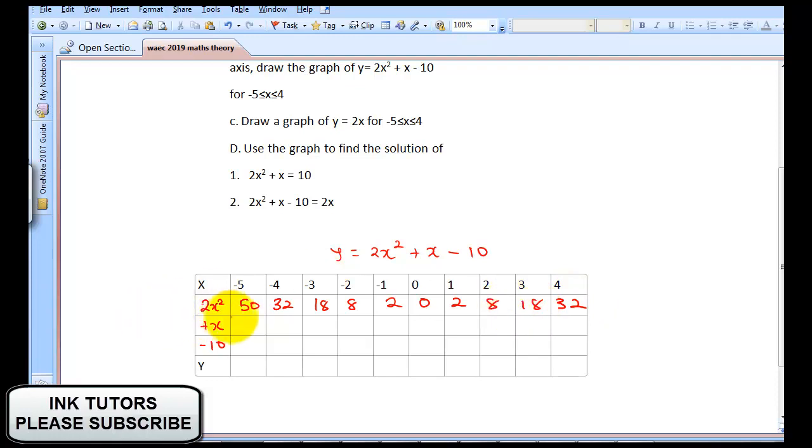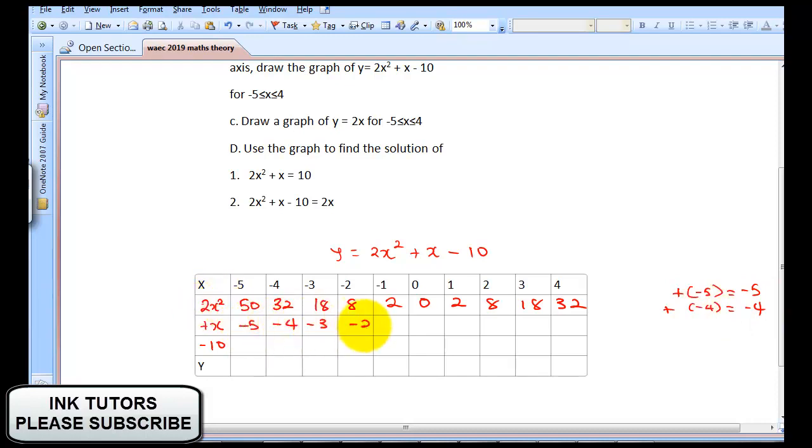Okay, so plus x. Now, to represent our plus x, all we need to do is, the first one will be plus, there you put your x, minus 5. So this will give you minus 5. The next one will be plus, minus 4. This will give you what? Minus 4. So we're going to have our values running all through minus 3, minus 2, minus 1. This will be 0, 1, 2, 3, and 4.